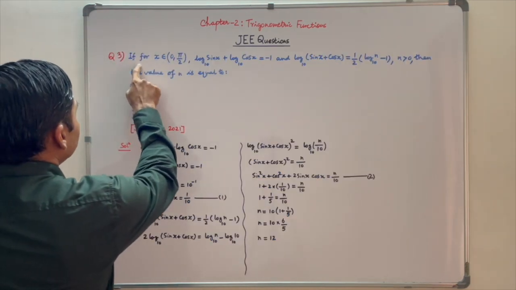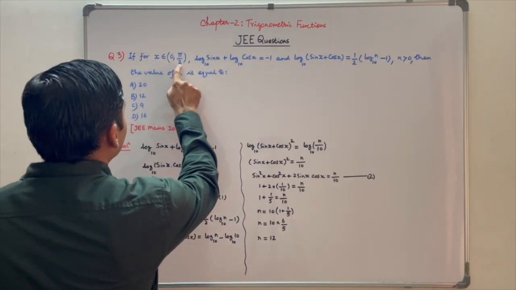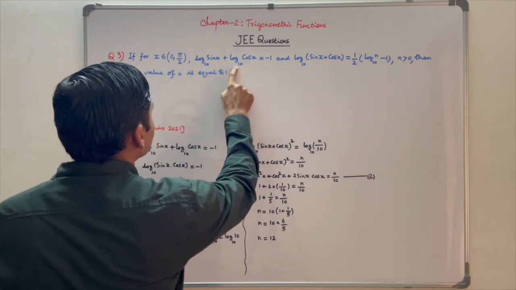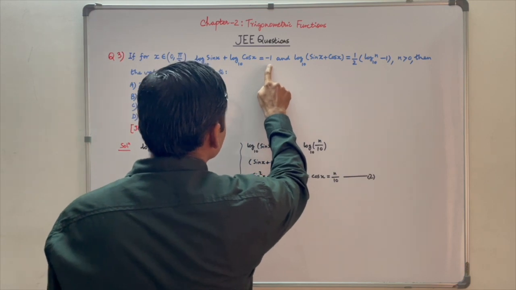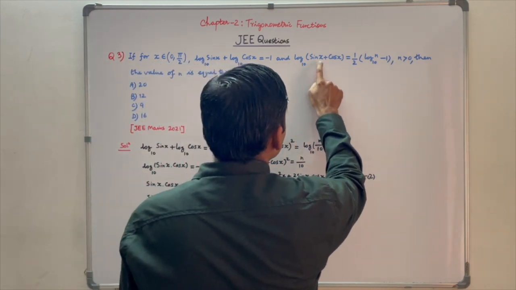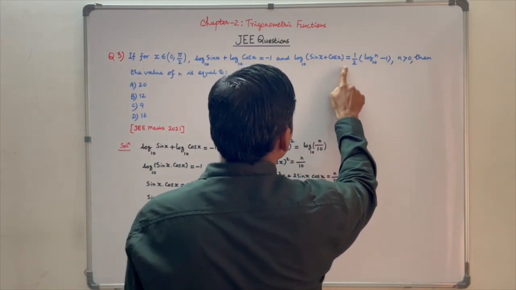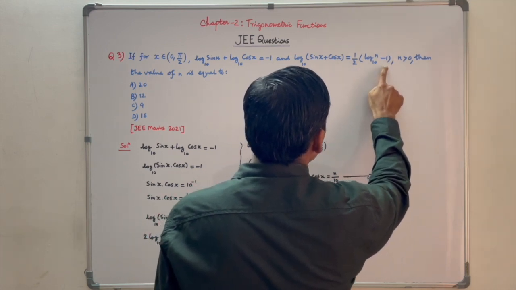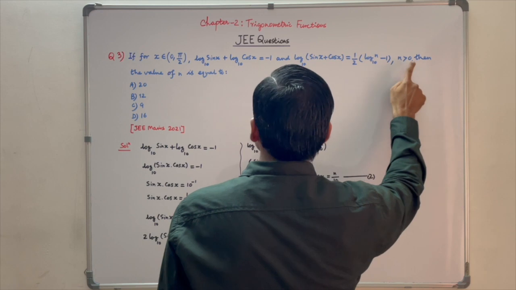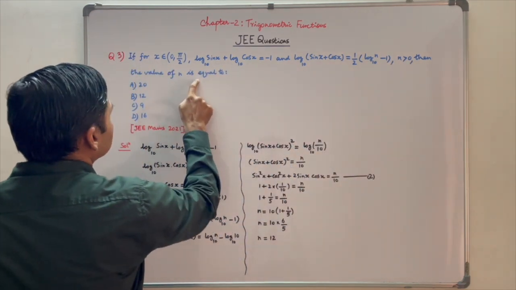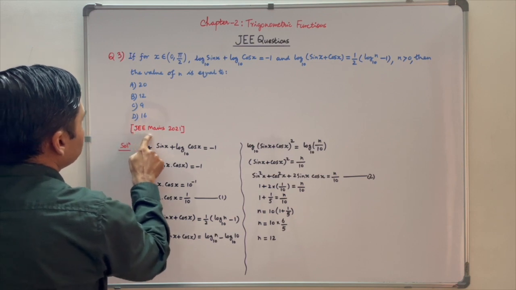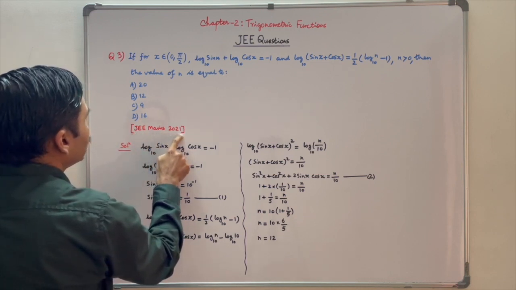Third question, if for x belongs to 0 to pi by 2, log sin x to the base 10 plus log cos x to the base 10 is equal to minus 1, and log sin x plus cos x to the base 10 is equal to 1 by 2 times log n to the base 10 minus 1. N is greater than 0. Then the value of n is equal to. These are the options given. This question appeared in JEE Mains 2021.